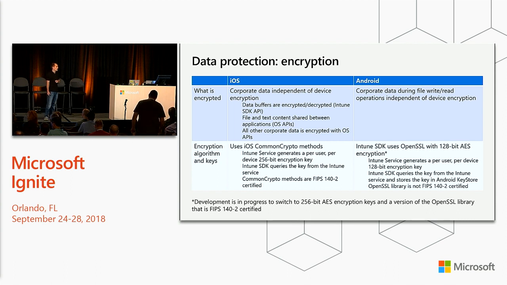And the other key change in Android compared to iOS is the iOS encryption APIs are FIPS 140-2 certified. Our Android OpenSSL method today is not FIPS 140-2 certified. We recognize that's important, and we hope to have that certification done by the end of this calendar year as well.